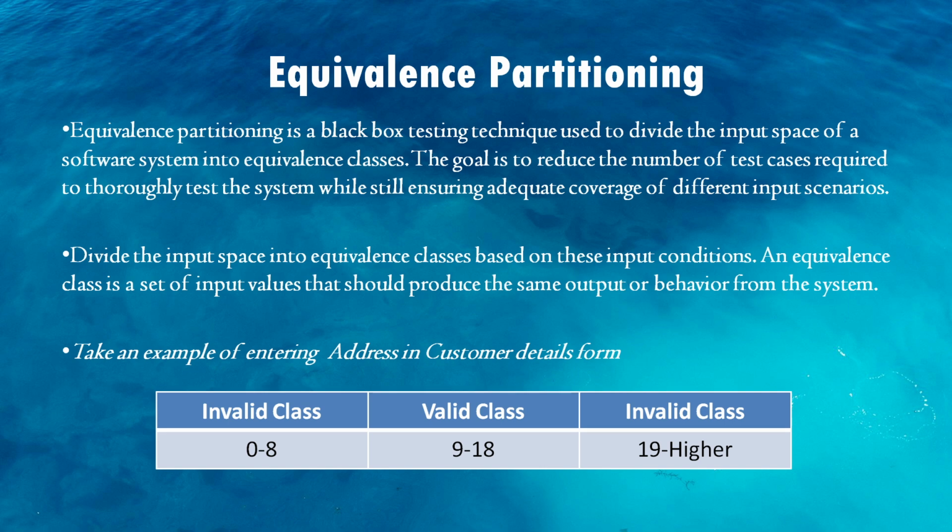In equivalence partitioning, they are saying divide the input space into equivalent classes based on the input conditions. An equivalence class is a set of input values that should produce the same output or behavior from the system. So you divide the requirement into a set of classes, and then pick one or two from each class and start writing the test cases.